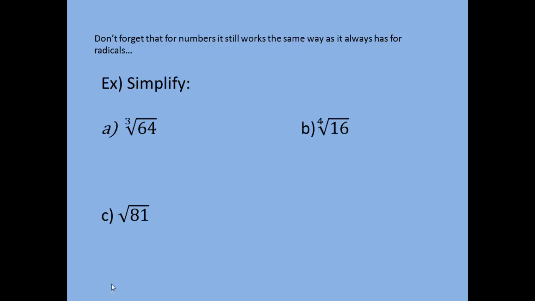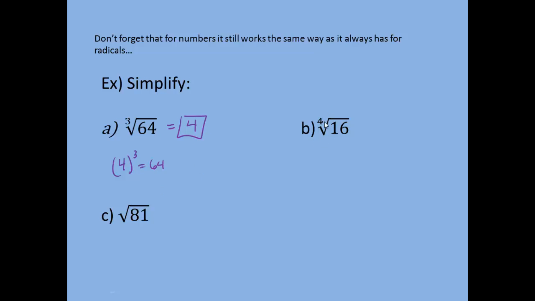Now don't forget that for numbers it still works the same way that it always has for radicals, meaning what number times itself that many times gave you what's inside. So for part A here, if we want to simplify the cube root of 64, it means what number times itself 3 times gives me 64? Well, the answer here would be 4. The reasoning is because 4 raised to the third power equals 64, right? 4 times 4 times 4 equals 64. So the answer here is 4.